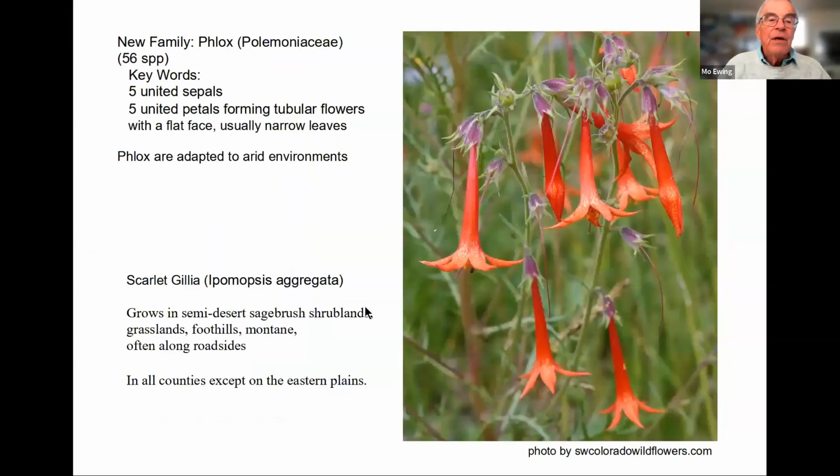Another plant that you see here is scarlet gilia. It's in a new family again, Ipomopsis aggregata. Grows in semi-desert shrublands or grasslands and foothills, montane, often along roadsides, and in all counties except on the eastern plains.